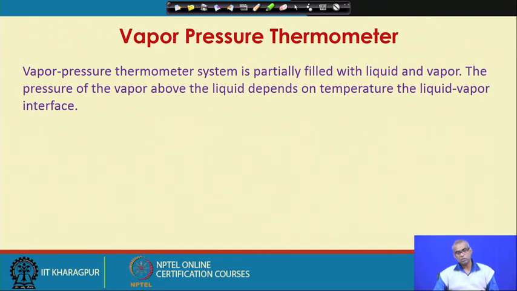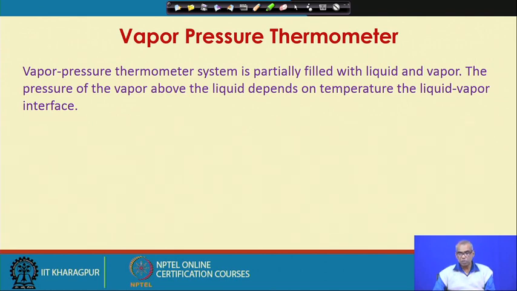Now, let us talk about the vapor pressure thermometer. The vapor pressure thermometer system is partially filled with liquid and vapor. The pressure of the vapor above the liquid depends on the temperature of the liquid vapor interface. So, the vapor pressure thermometer is also similar to liquid or gas filled thermometers, but there is some difference.